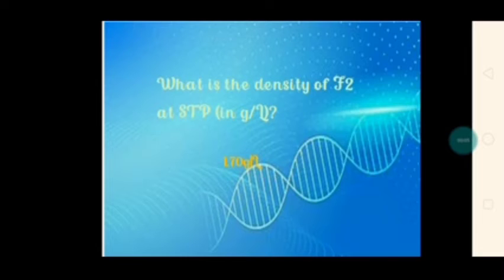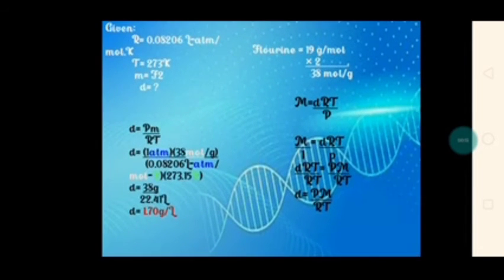What is the density of fluorine at STP in grams per liter? In this example, we're asking for the density of fluorine at STP in grams per liter. Before we proceed, we write down first our given. Our given is the ideal gas constant, 0.08206 liter atm per mole per Kelvin, and our temperature, the constant temperature, is 273 Kelvin. And also our molar mass of fluorine.